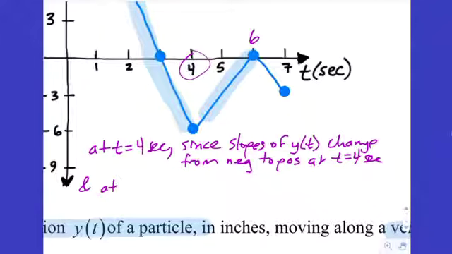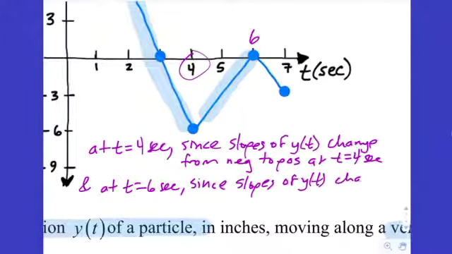And at t equals 6 seconds, kind of the same thing, but opposite, since the slopes of y of t change from positive to negative.